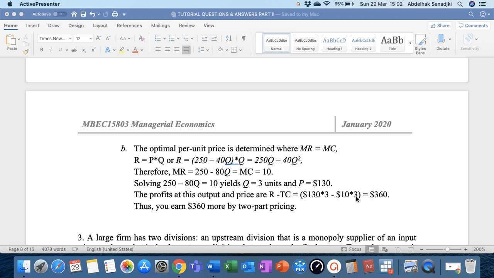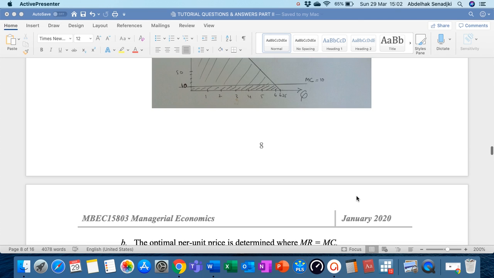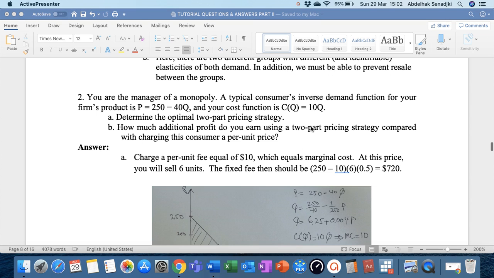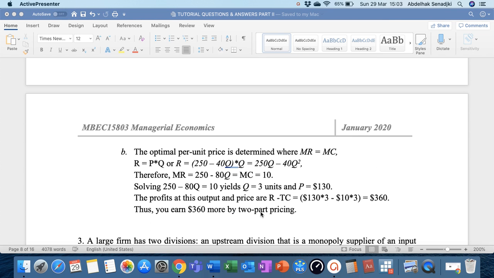10Q. You can see here 10Q, right? So 10 times 3. So 100 times 3 minus 10 times 3 equals 360.